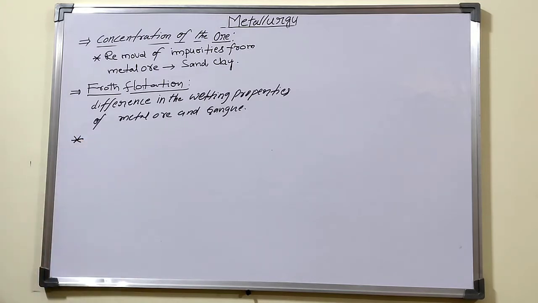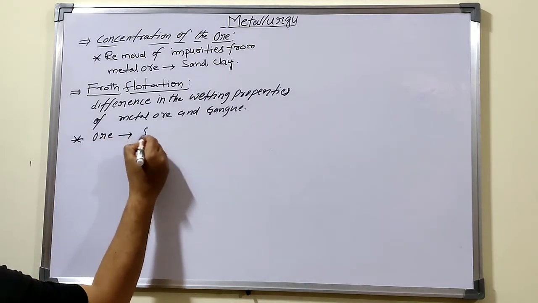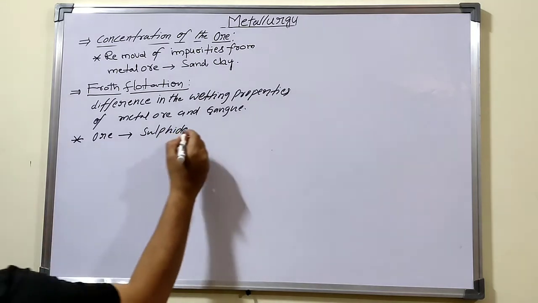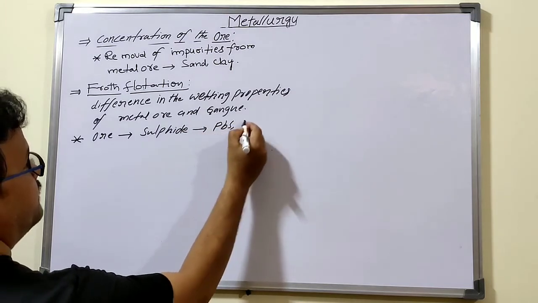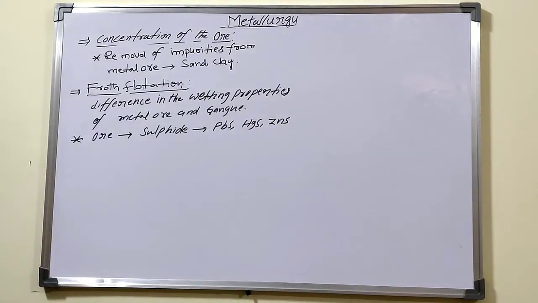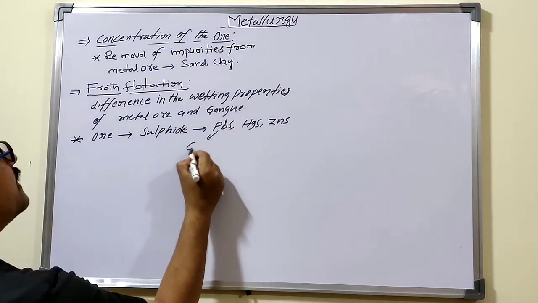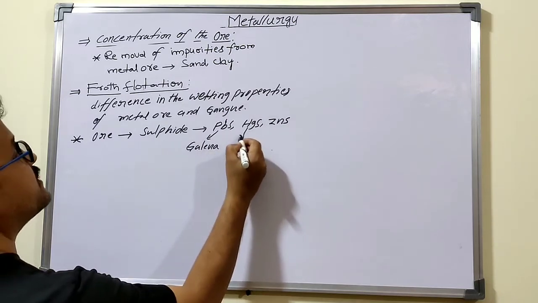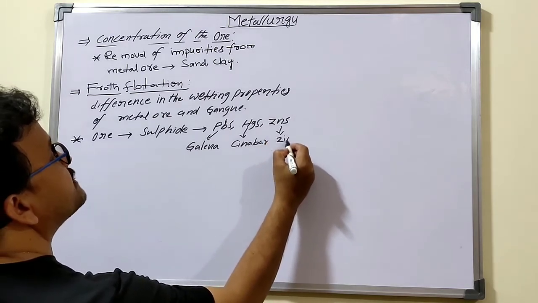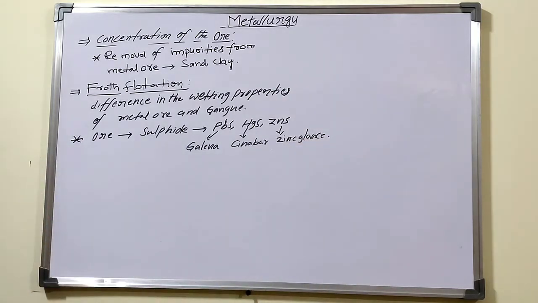And here we have to remember that sulfide ores can be concentrated by this method, like lead sulfide, mercury sulfide, zinc sulfide. Only sulfide ores are concentrated by the froth flotation method. Lead sulfide we call galena, mercury sulfide is cinnabar, and zinc sulfide is zinc blende. These are concentrated by this method.